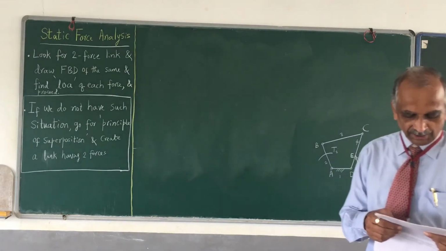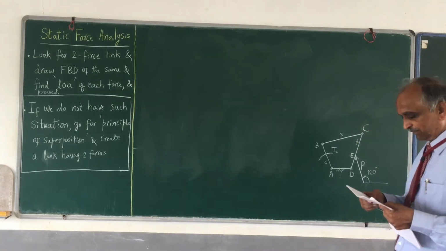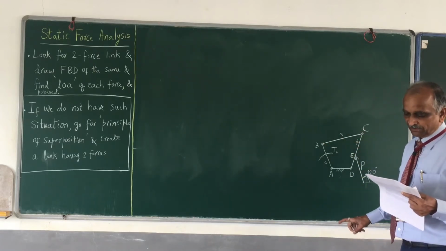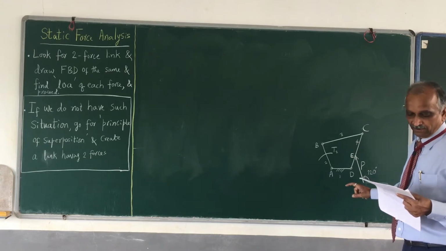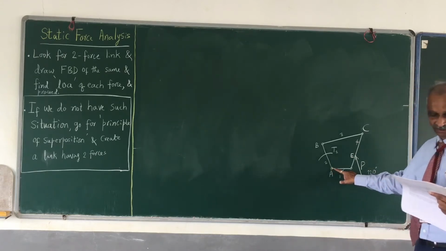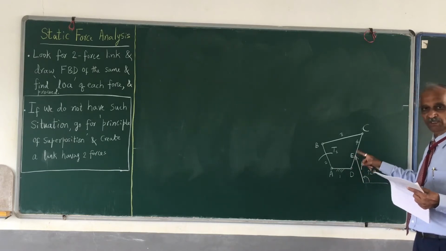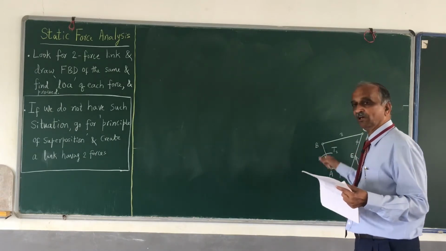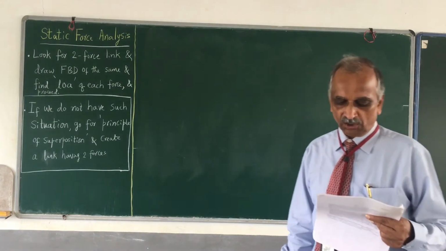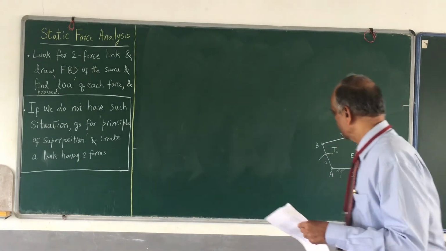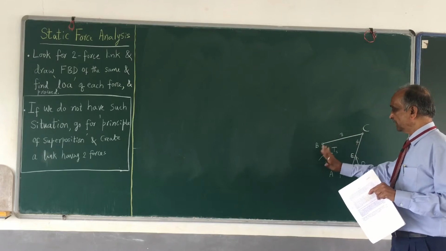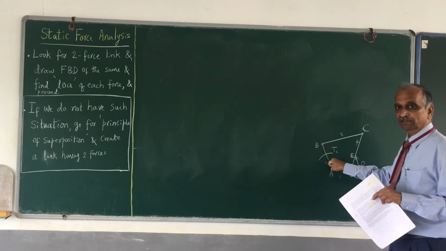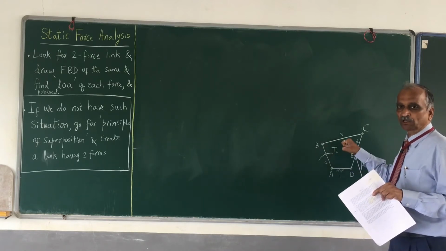The dimensions of the various links are: AB 40 mm, BC 60, CD 50, AD 30, this frame is 30, and DE is 20. All the dimensions are given. Determine the input torque required on the input link AB for static equilibrium. Though I apply the force, I don't want any of the links to move, and for that I have to apply a torque T2 on this link. How much is that T2? The magnitude and also the direction.